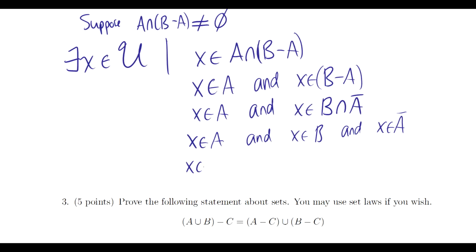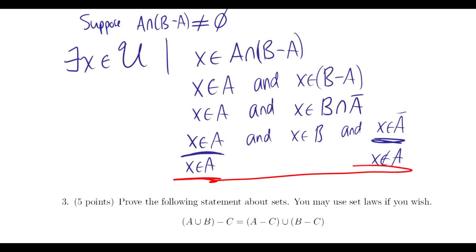So what's the problem here? Well, what we're saying is that X is in A from this line, and this line over here says that X is not in A. So here we have a contradiction. So by contradiction, the proof is complete.